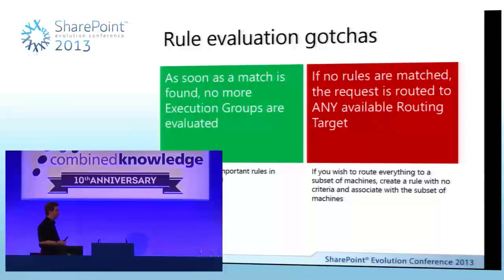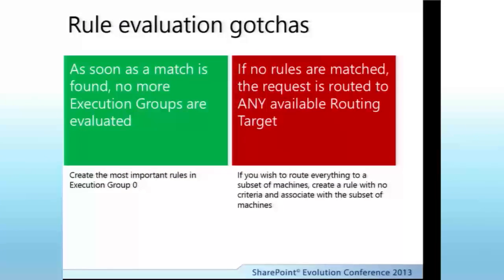And again, remember that if no rules are matched, then we route the request to any available target. And so if we want to do something like, for a certain period of time, only go to servers 1, 2, and 3 out of a 6-server farm, for example, you create a rule with no criteria, in other words, a catch-all rule, and then you associate that with servers 4, 5, and 6 to enable that type of situation.